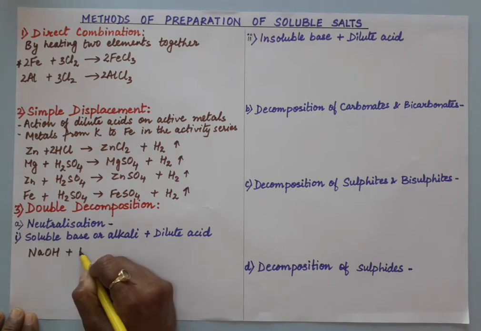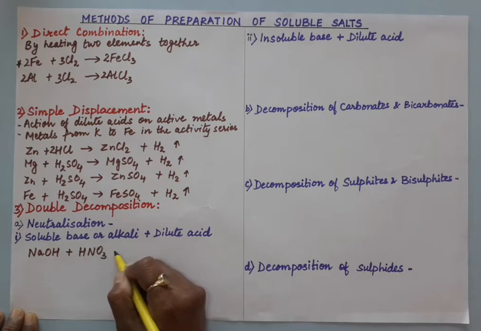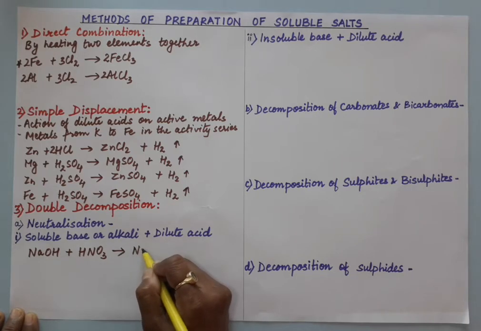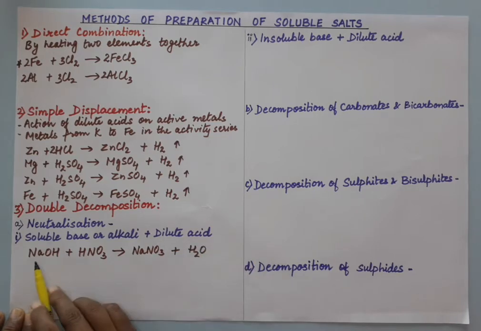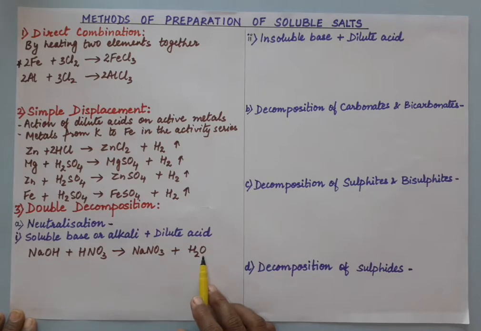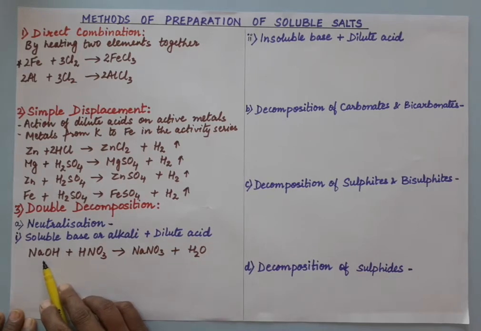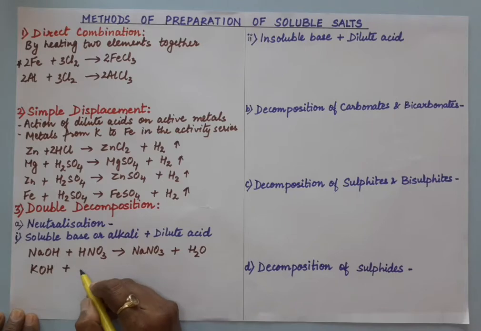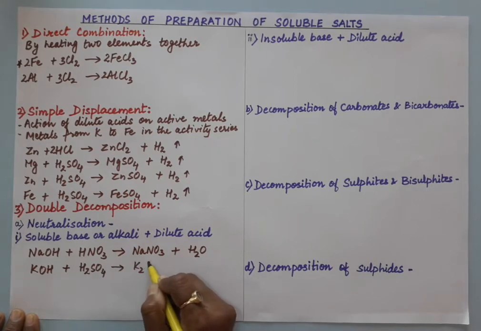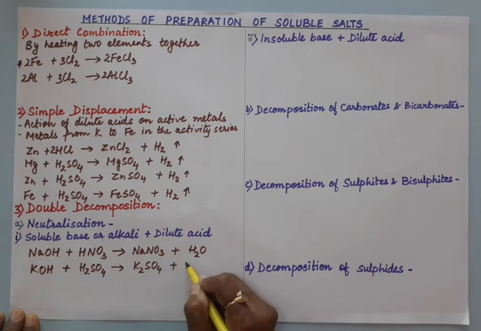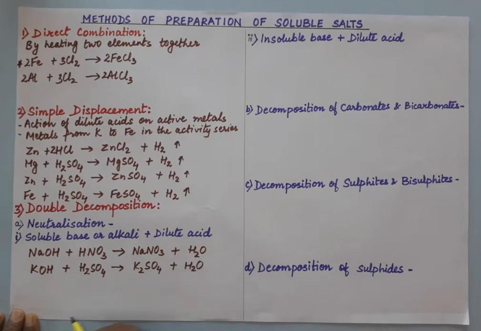When it reacts with any acid, it gives the corresponding salt plus water. So base plus acid gives salt plus water is the rule. Here we are taking HNO3 as the dilute acid, and this is the soluble base. Let us take another soluble base, and soluble bases are known as alkali. So KOH, when it reacts with sulfuric acid, we get potassium sulfate and water, right?